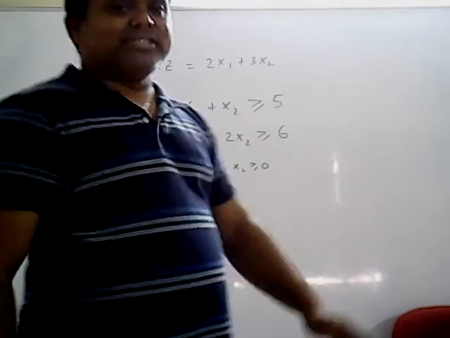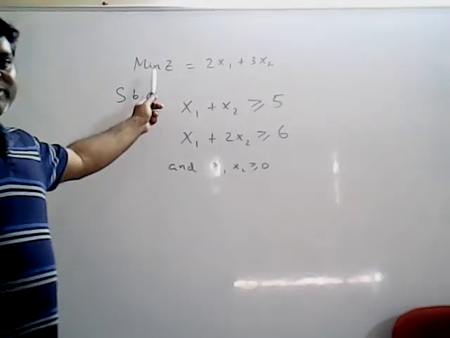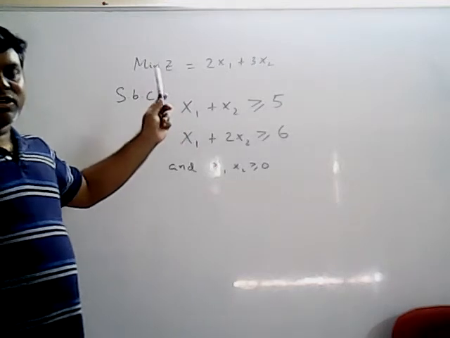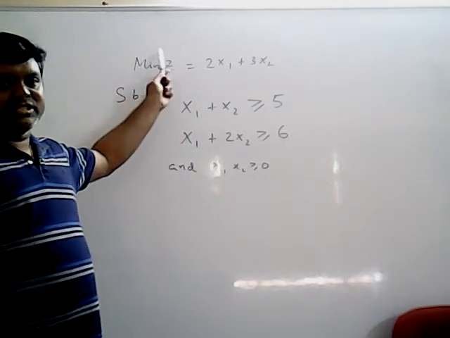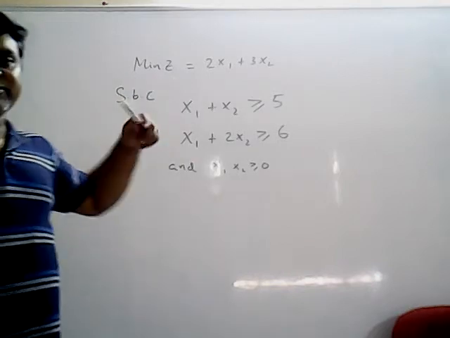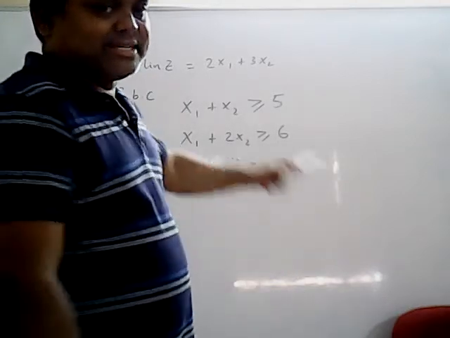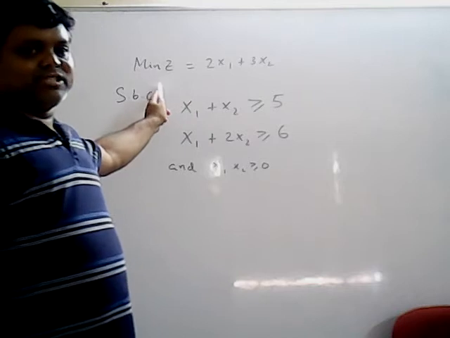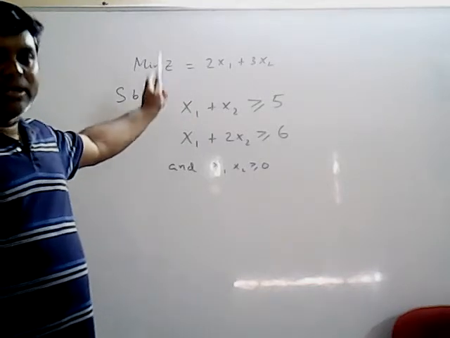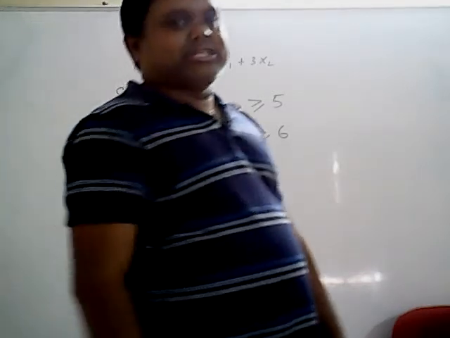If it is minimization, convert the minimization into maximization. In the previous problems, the objective function was maximization, so we ignored step number 1. But in this case, the objective function is minimization. First, this minimization should be converted into maximization. Okay, so step number 1 solution.